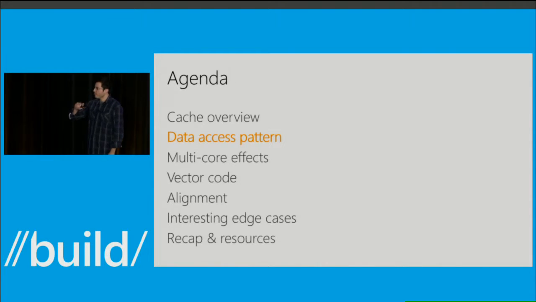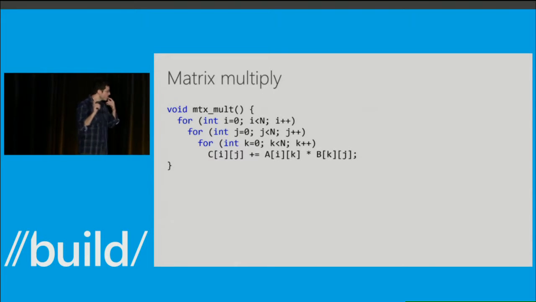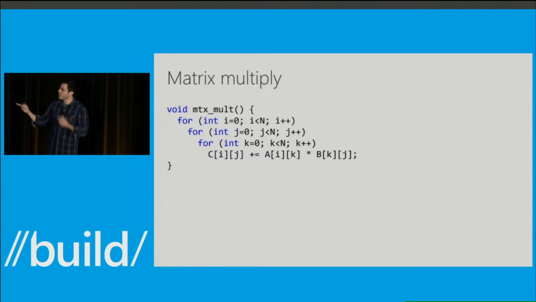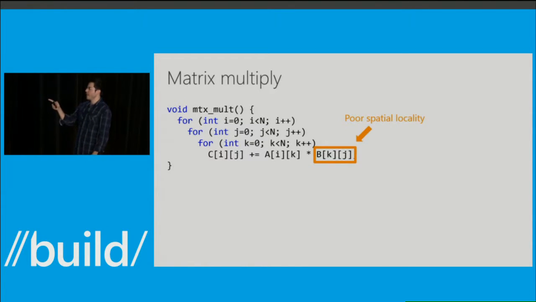So let's get started with an example. The first one I want to talk about is matrix multiply. This is the simple code to take a matrix A, just a 2-dimensional array, multiply it by the matrix B, and put the result in matrix C. This code is really, really bad. And it's hard to figure out why just at a glance. But if we look really carefully at that access of B[k][j], that particular access has really, really poor spatial locality in the cache.